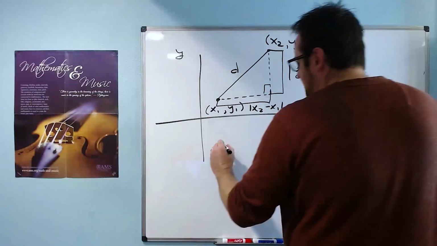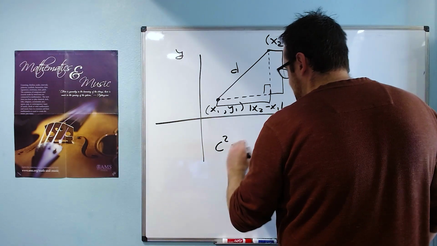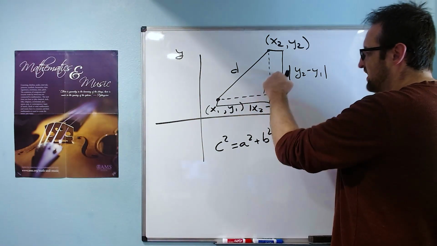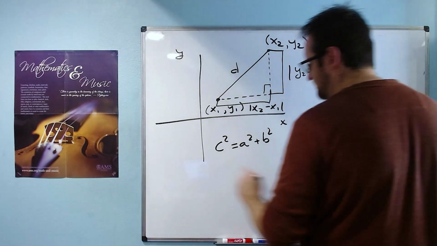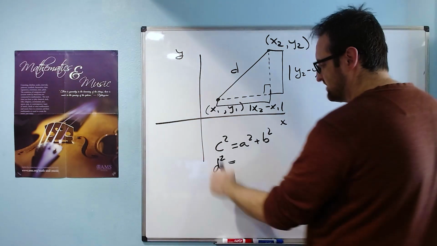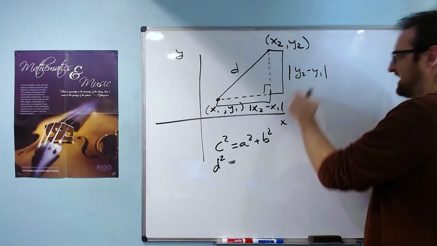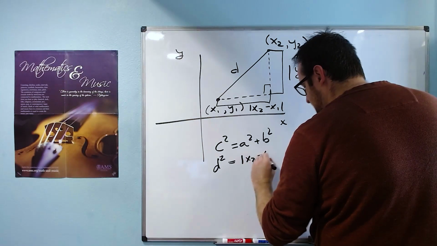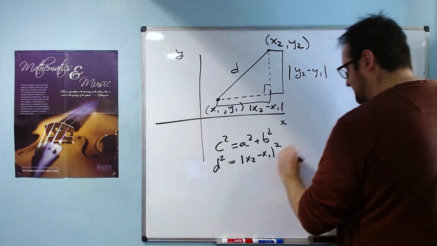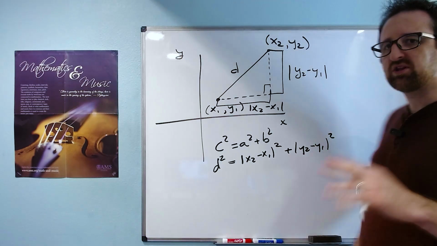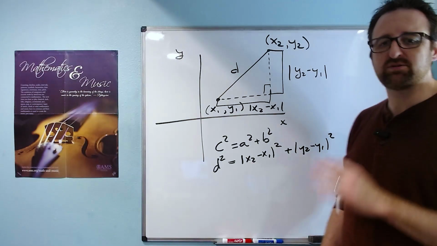Well, according to the Pythagorean theorem, c squared has to equal a squared plus b squared, where a and b are the lengths of the 2 legs, and c is the length of the hypotenuse. So this produces a d squared, because that's what the length of the hypotenuse is. The a is going to be this guy, and the b is going to be that guy. So this will give us the absolute value of x2 minus x1 squared, plus the absolute value of y2 minus y1 squared.